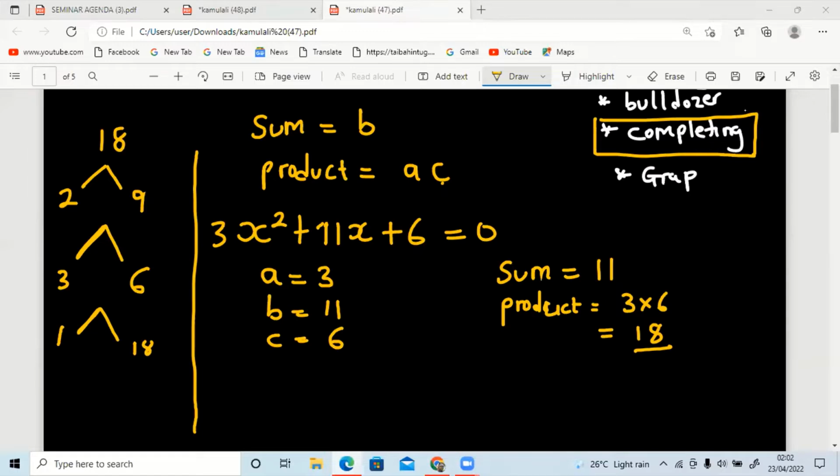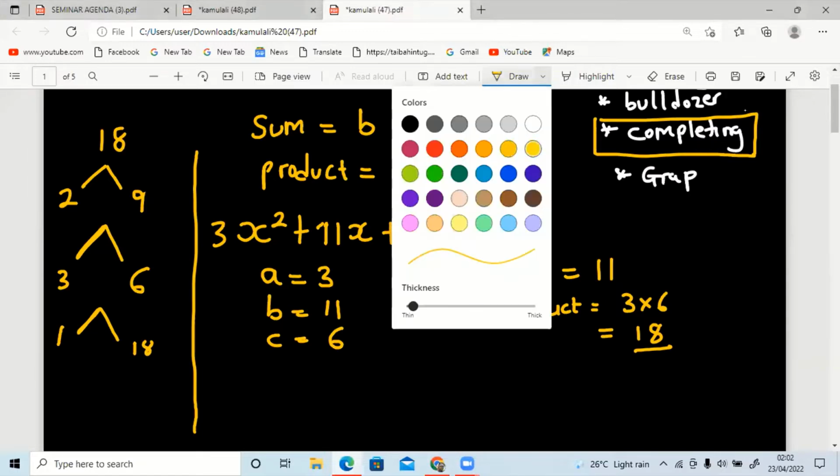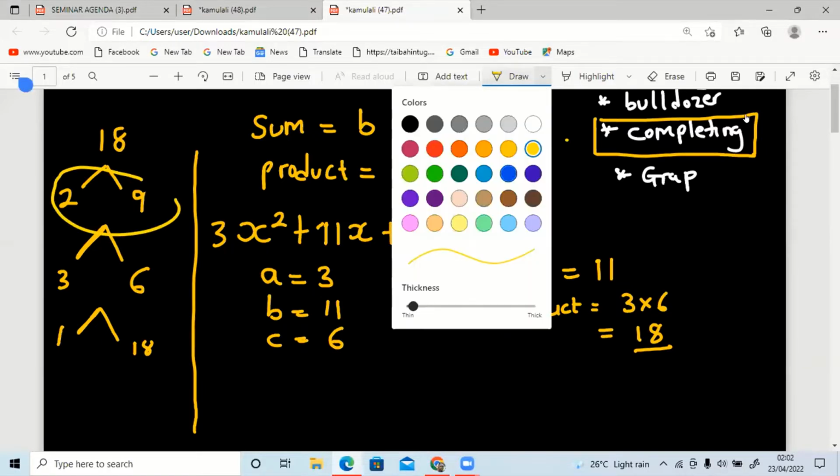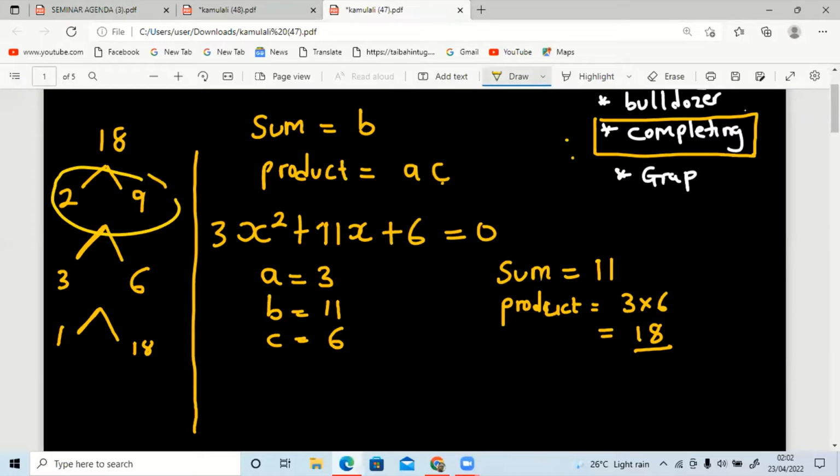So now, after you identify that pair, which when I add, I get 11, I multiply, I get 18. So which pair are you noticing? Any of these pairs. 2 and 9. Are we noticing 2 and 9? Yes. So meaning it is the 2 and 9 that we shall use. Where you have your b here is where you are going to replace that with 2 and 9. 2 plus 9 is equal to 11, and 2 times 9 is equal to 18.